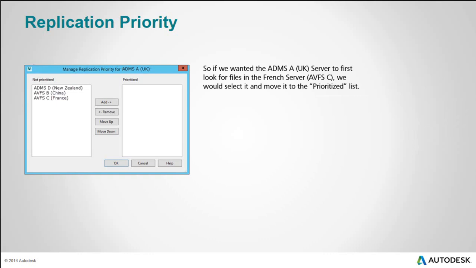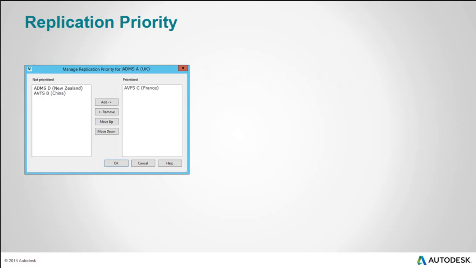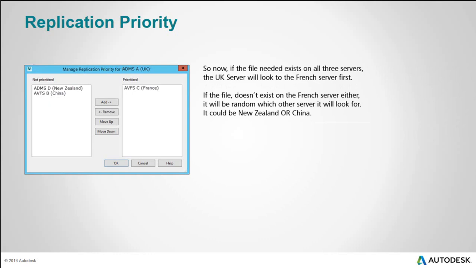So if you want the ADMS UK server to first look for the files in the French server, we would select it and move it to the prioritized list for that server. So now, if the file needed exists on all three servers, the UK will look to the French server first. If the file doesn't exist on the French server either, it will be random which other server it will look for. It could be New Zealand or China.